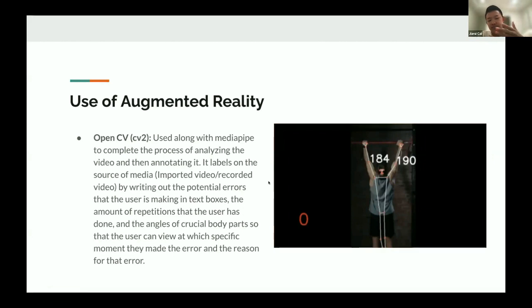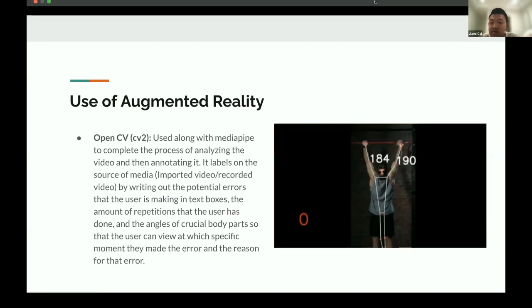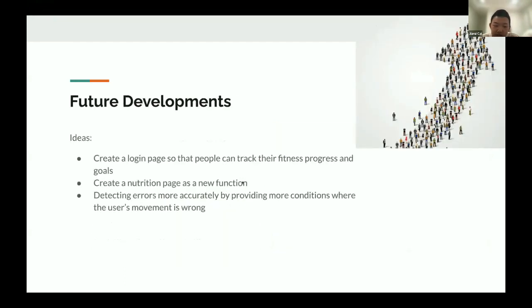So as you can see here, the original imported media is just this person doing the pull-up video, right? And after CV2, they added on the points for crucial body parts. That's why I say it's connected to MediaPipe. In future development, I'm planning to create a login page so that people can track their fitness progress and goals, and also create a nutrition page as a new function for more things that this app encompasses, right? I'll also try to detect errors more accurately and provide more conditions.